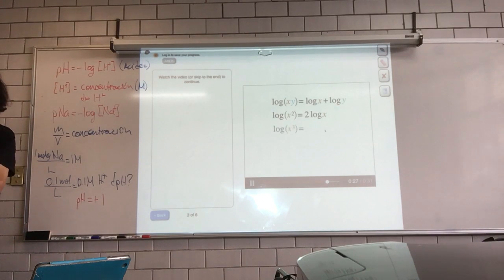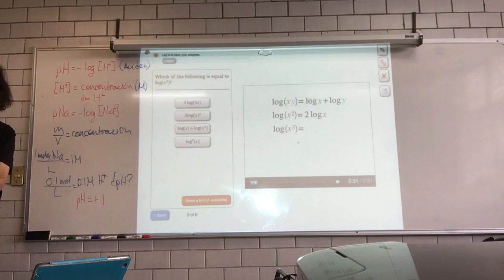Next question. Which of the following is another way to write the log of x cubed?